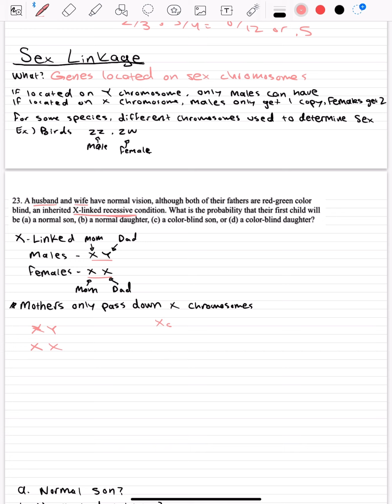or the recessive allele. Alright, the mother, since she has normal vision, inherited 1 normal copy from her mother. Since her father was colorblind, he only had 1 X allele, and she gets her other X chromosome from her father, meaning that she received the recessive X allele. So she's a carrier for the disease, but she does not express the condition since she has 1 working X chromosome.